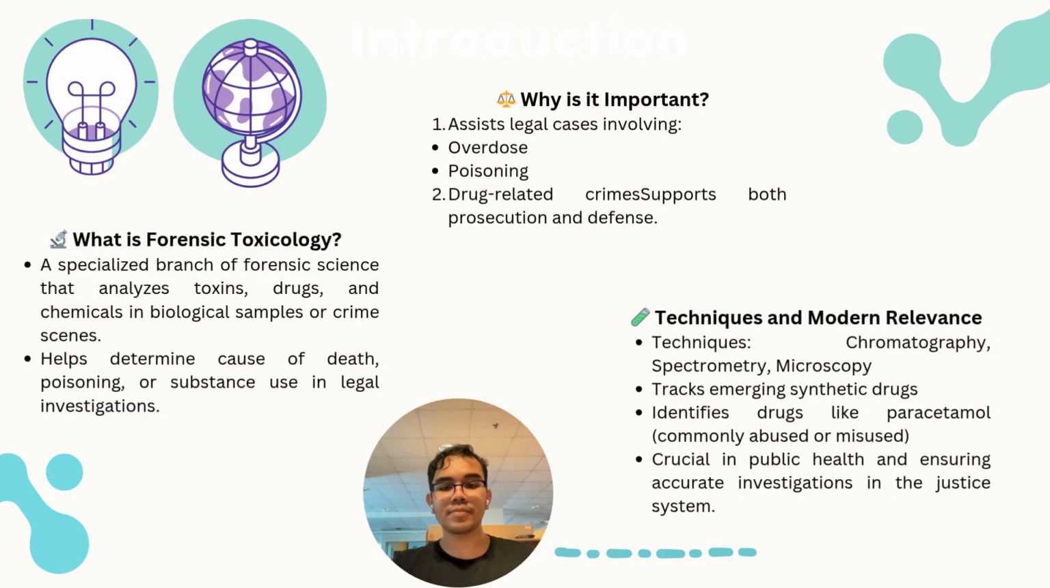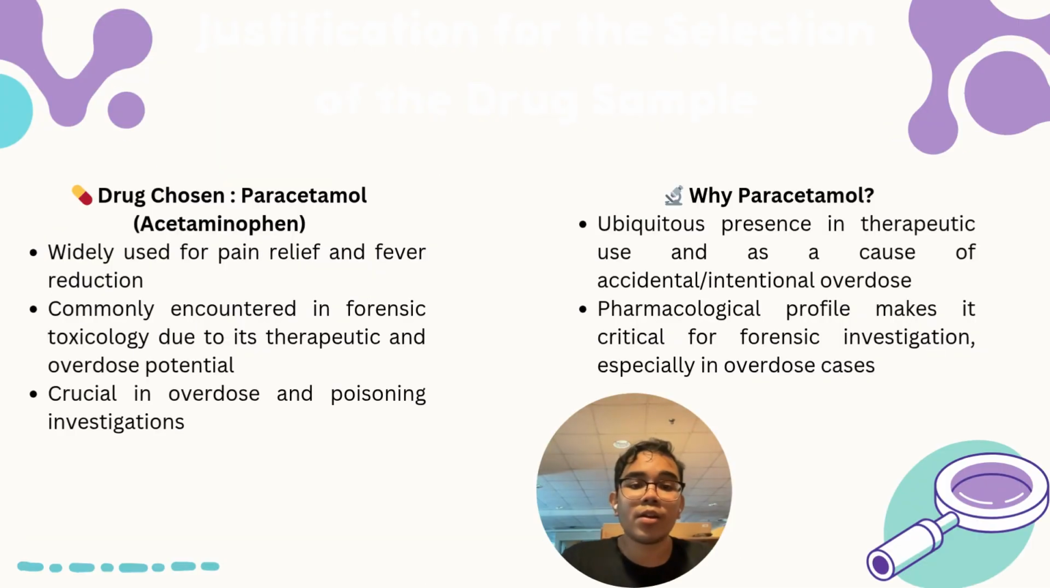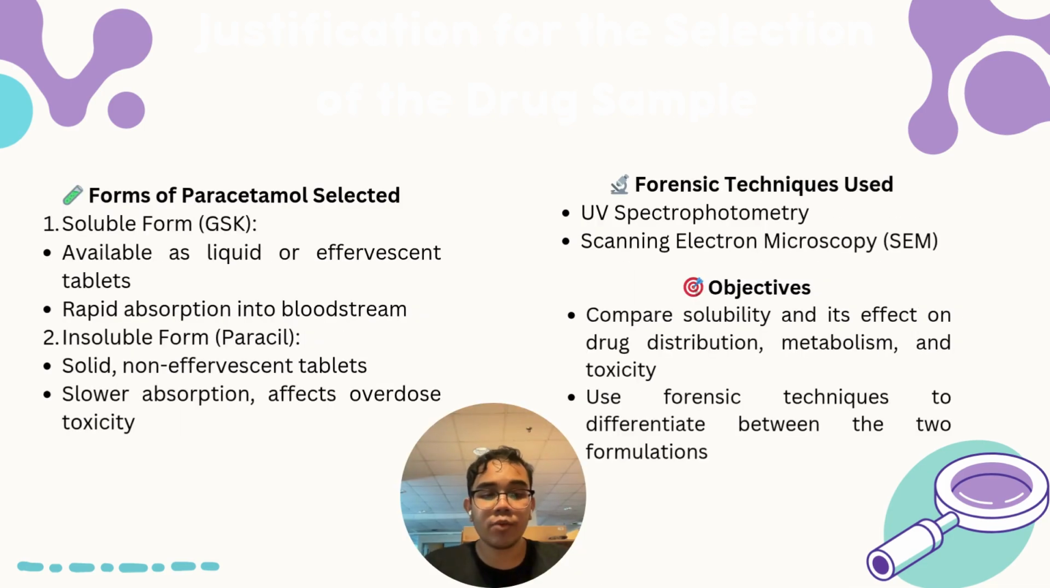justice and public health. So the drug chosen is paracetamol, which is widely used for pain relief and fever reduction, and commonly encountered in forensic toxicology due to its therapeutic and overdose potential. So why paracetamol? Its pharmacological profile makes it critical for forensic investigation, especially in overdose cases. Forms of paracetamol selected: the first one is the soluble form, which has rapid absorption into the bloodstream, and the second one is the insoluble form, which has slower absorption and affects overdose toxicity. So the forensic techniques used are UV spectrophotometry and SEM.